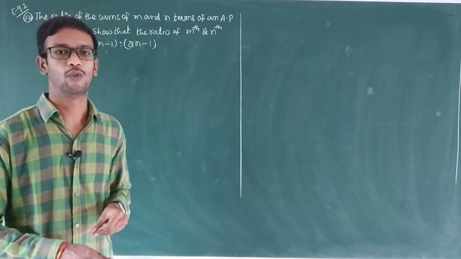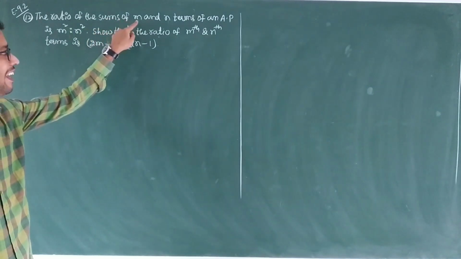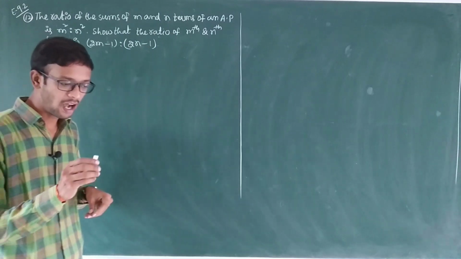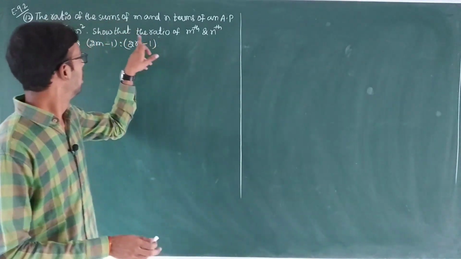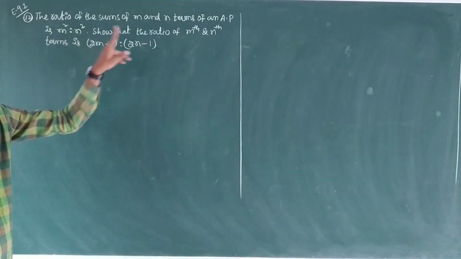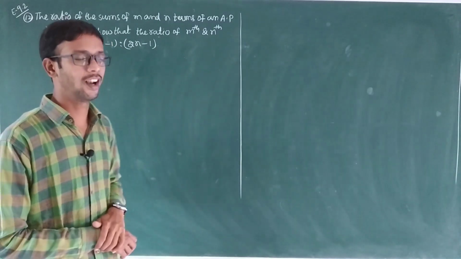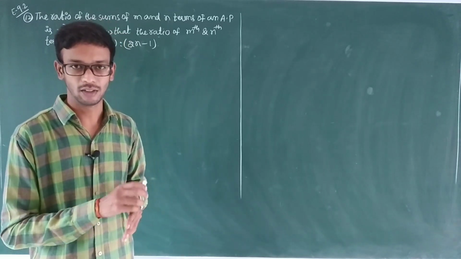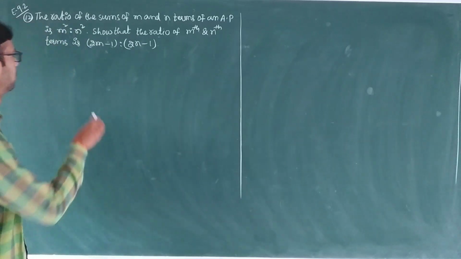Now, problem number 12. The ratio of the sum of m and n terms of an AP. The ratio of the sum of m terms and n terms is given. Show that the ratio of the mth and nth terms is what they are asking. We have to show that one. Already we discussed some examples and exercise problems also. We have to solve this problem with the same method.